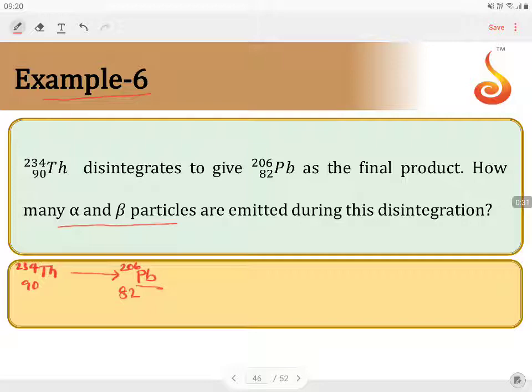Since we know lead is the end product, we can come to a conclusion that it is a natural radioactive disintegration. Children, that is the first conclusion. We can also say whether it is 4n, 4n plus 2, or 4n plus 3, what type of disintegration.